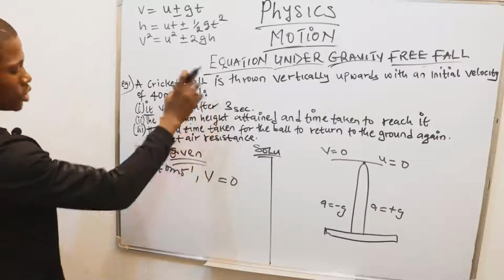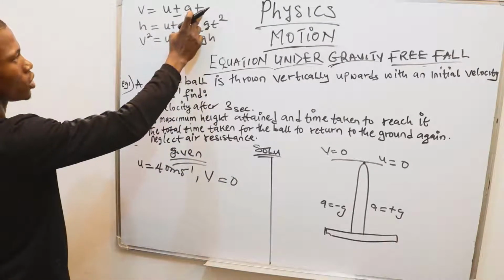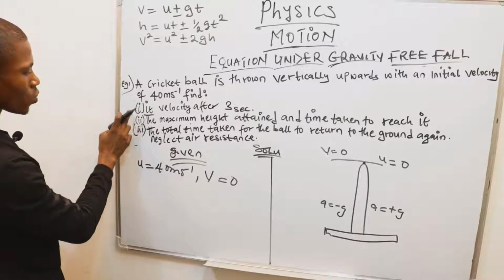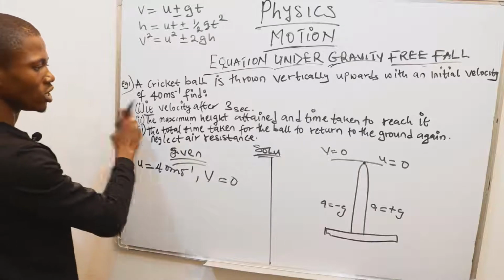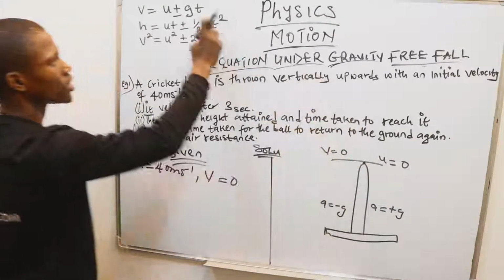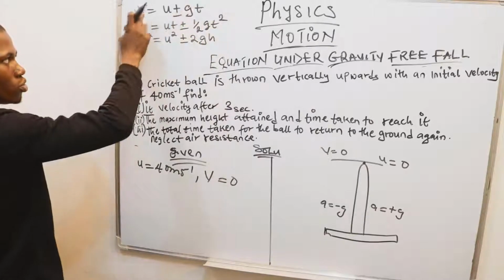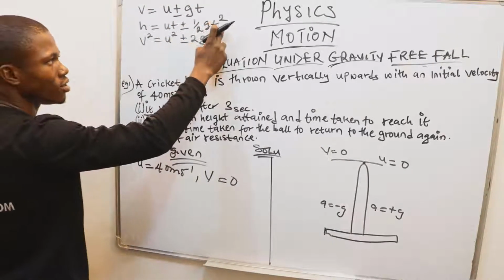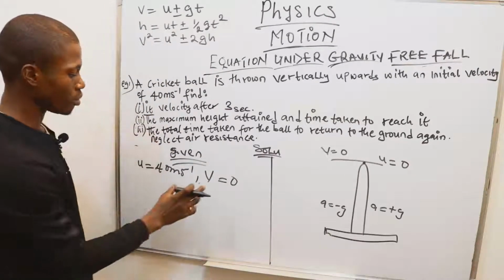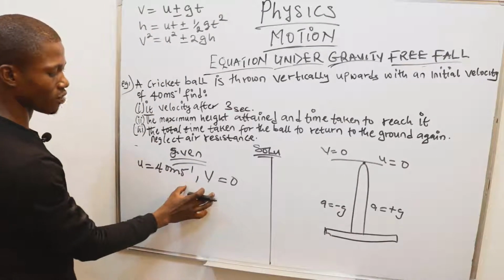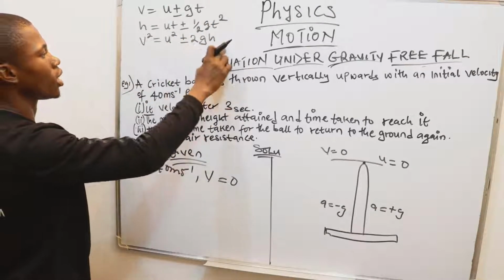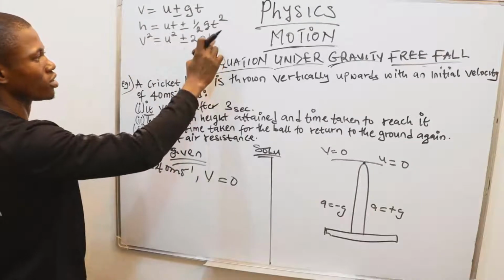If we come to this first formula, we have time. But is there any time given in this question? No, therefore we're not going to use this first formula. T is also in this second formula. That means we're not going to use the first and second formulas because there is no time given here, and they have time in their formula. So let's simply use this final formula, which has no time.